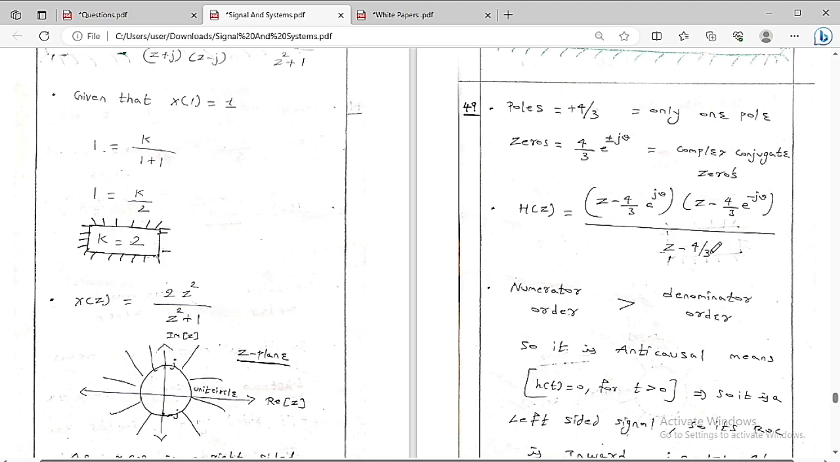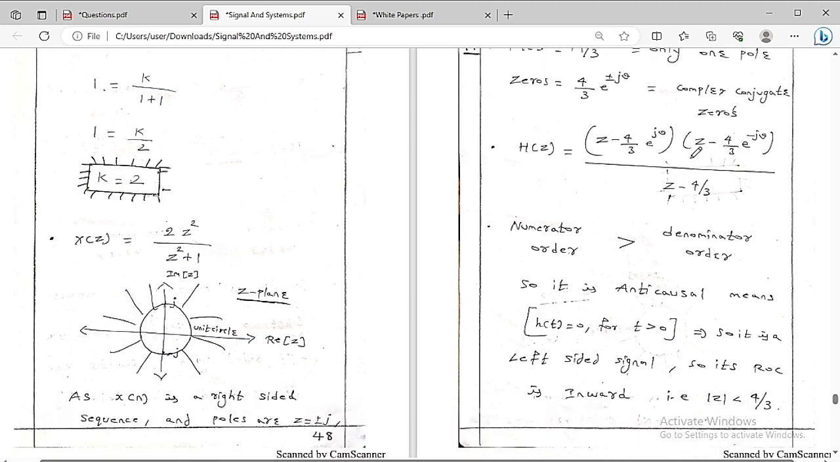Then, as you see clearly, what is the highest power we are going to get here? z square. Listen carefully. Here the highest power of z is z square.